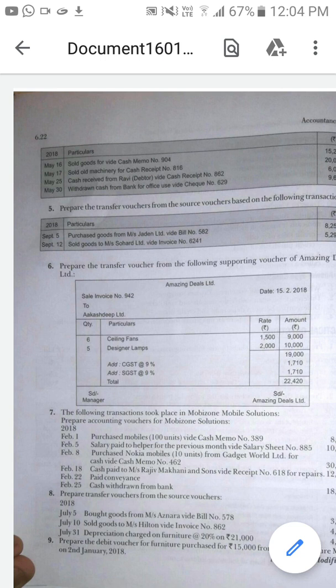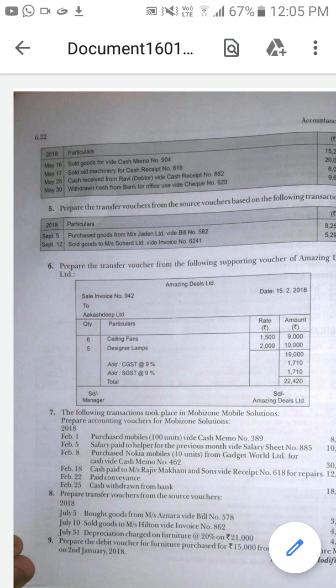Understood? Very simple. Credit sales means we have to debit the name of the person, and here the person is Akash Deep Limited, and we have to credit the sales account. It's very simple. Okay, so see the seventh problem.